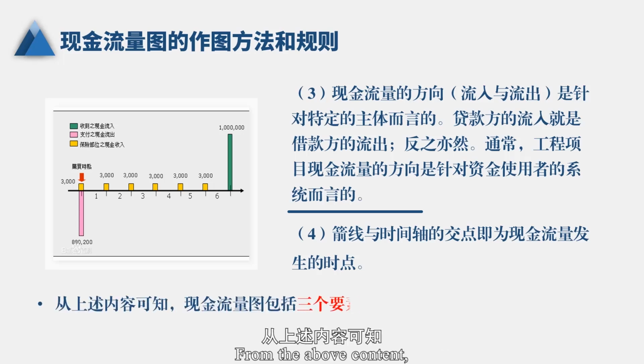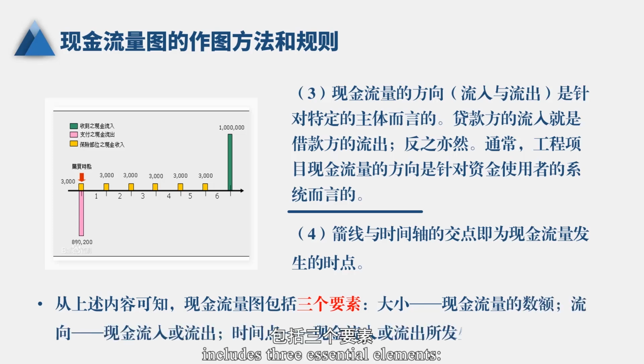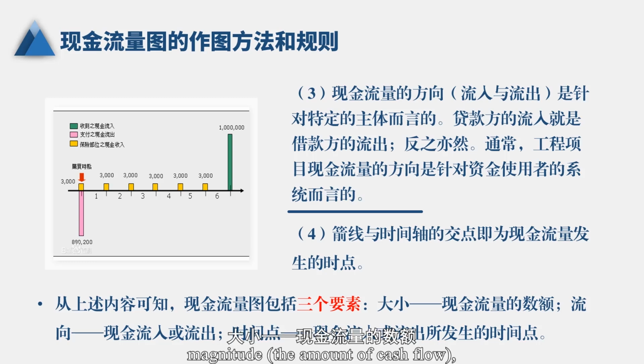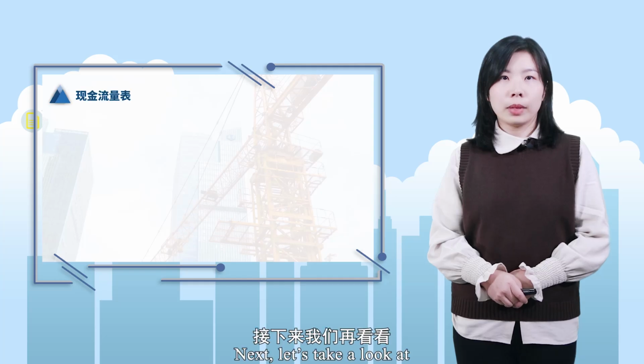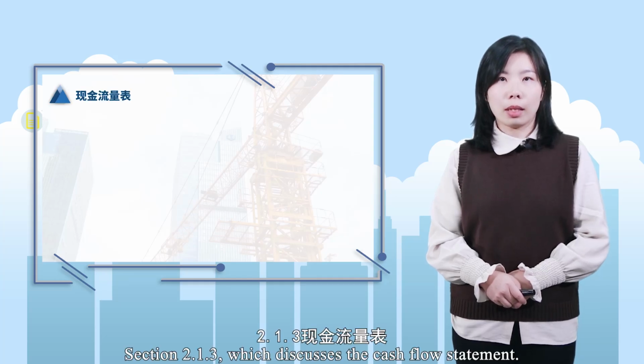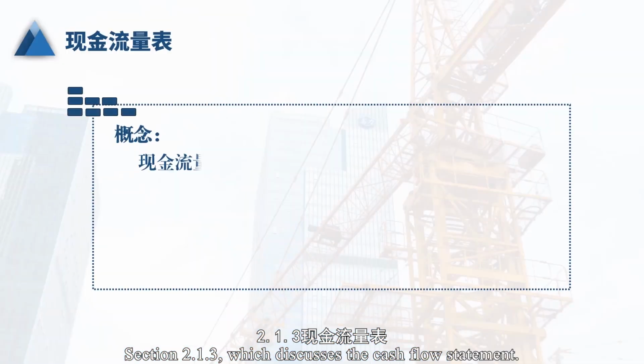From the above content, we can see that a cash flow diagram includes three essential elements: magnitude, the amount of cash flow; direction, cash inflow or outflow; and time point, the time when the cash inflow or outflow occurs. Next, let's take a look at Section 2.1.3, which discusses the cash flow statement.